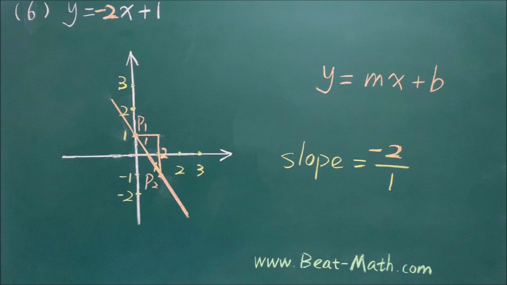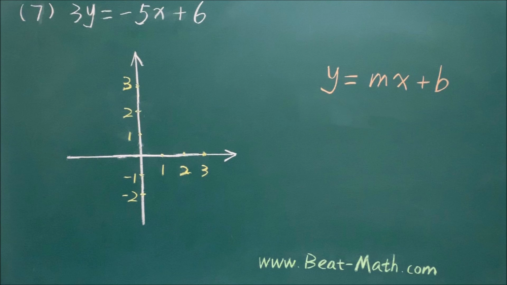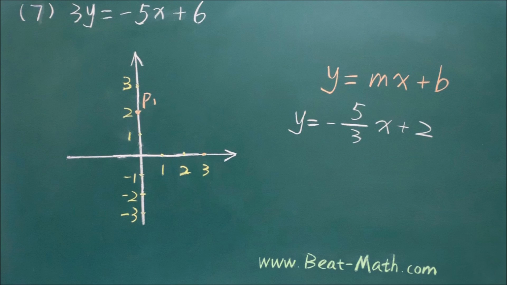Okay, let's take a look at the last example and practice one more time. 3y equals -5x plus 6. The coefficient of y is not 1, so we need to convert it to slope-intercept form. Divide both sides by 3 and get y equals -5/3 x plus 2. Now we know that the intercept is 2, so we find our point (0, 2). And the slope is -5 over 3.